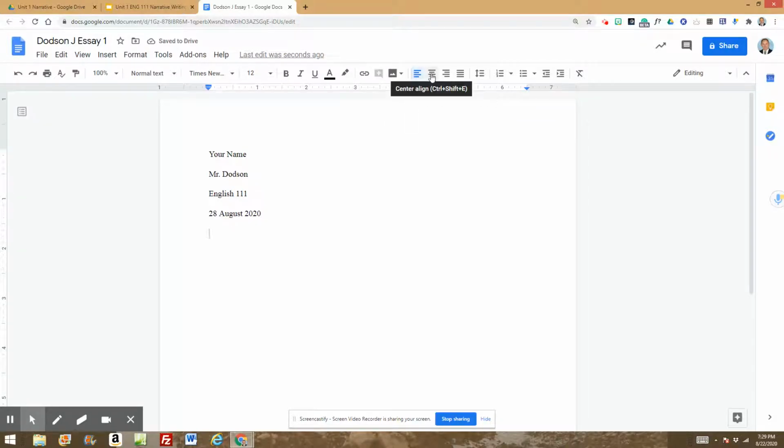Then you want to use the center align button up here at the top and center your title. Do not put your title in quotation marks. Do not make it bold. Do not make it 14 point. It's just the same as the rest of the essay. And then go back to left align. Then you will hit tab to indent.